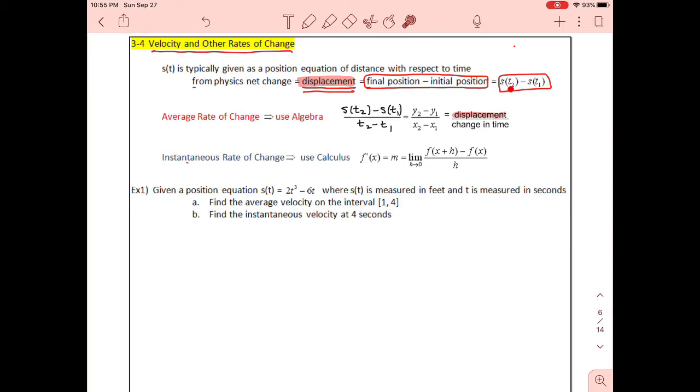It's the position at some time minus the position at another time. t1 would be your initial, where you start at time, and t2 would be your ending time. So you subtract those, you get your displacement.